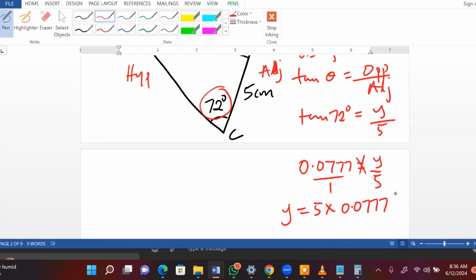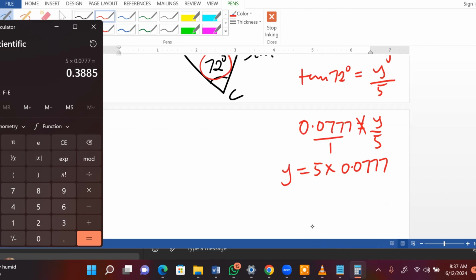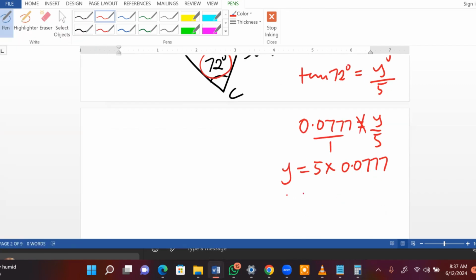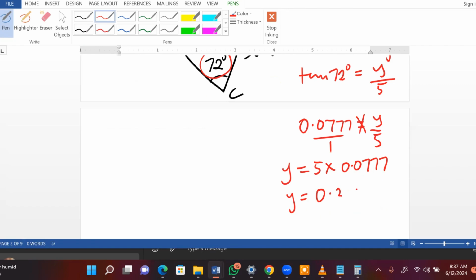So we go to our calculator. So 5 times 3.0777. That gives us y. The value of y is 15.3885, which is approximately, so y is equal to 15.4 centimeters. That is the answer.